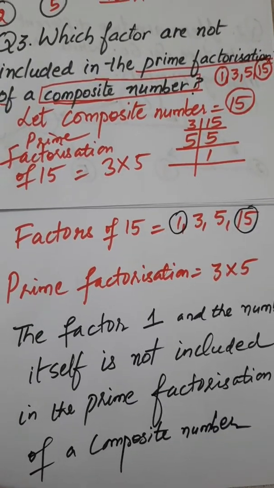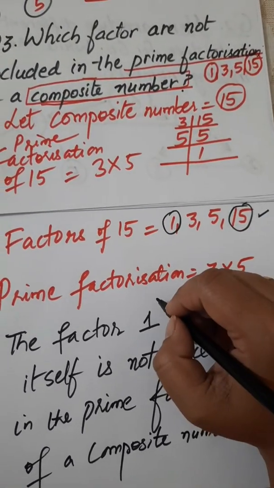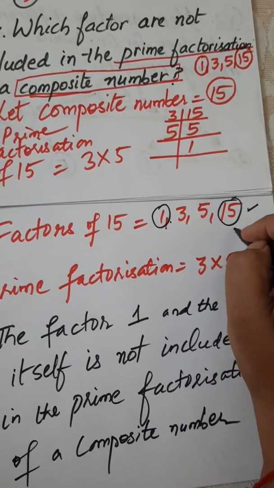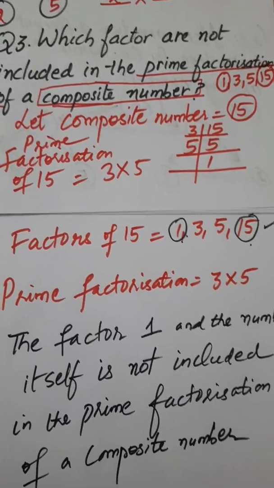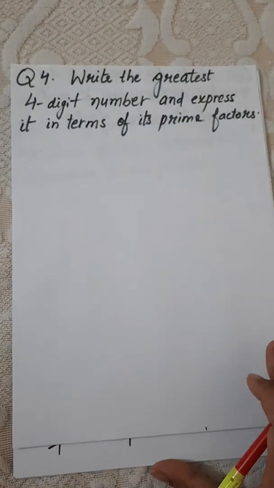Which factor is not included? If I write the factors of 15, these are the factors, but if I write the prime factorization, the factor 1 and the number itself is not included in any composite number. You can take any composite number. So this is our question number 3.